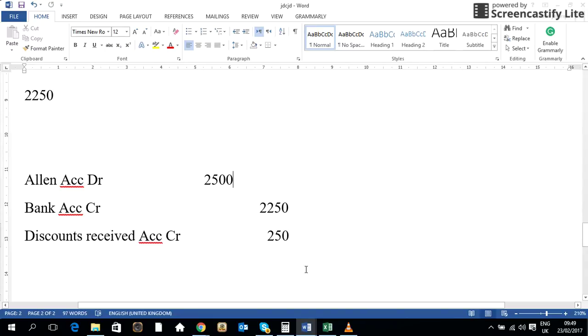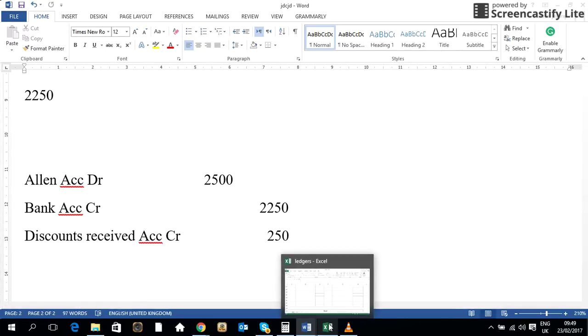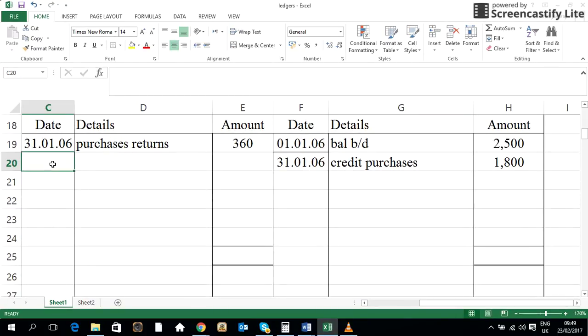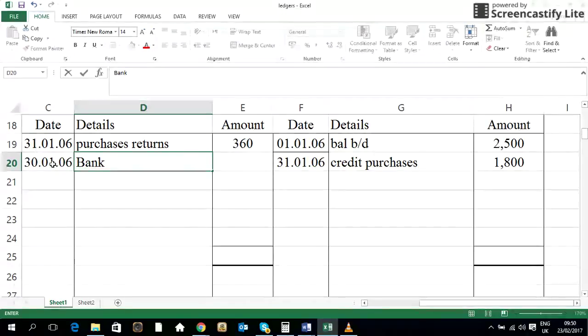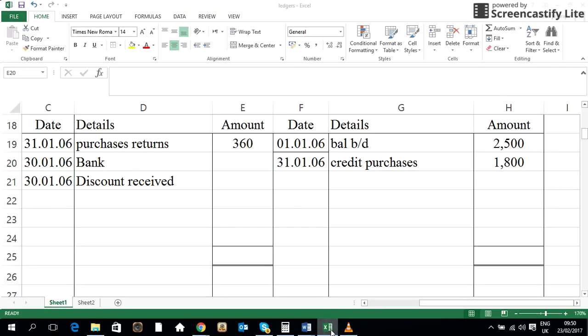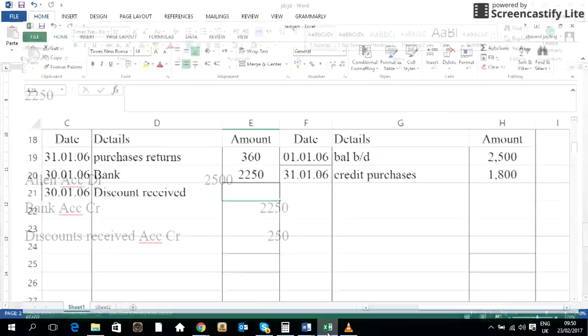Now let's post the entry. We need to go to Alan's account onto the debit side. So let's move into Alan's account. On the debit side, the date is as at 30th 1/06 and payment is made by bank, and also the business received discounts. So discount received. The date would remain the same. Now let's see what is the balance for the bank. It's 2250. So 2250 and discount received would be 250.